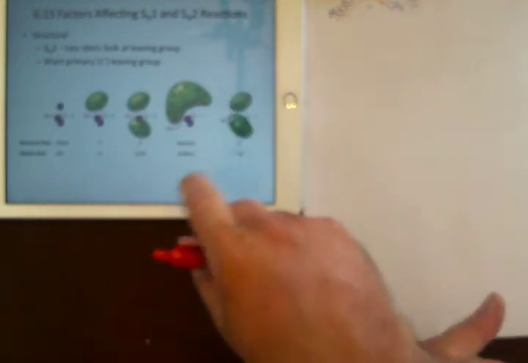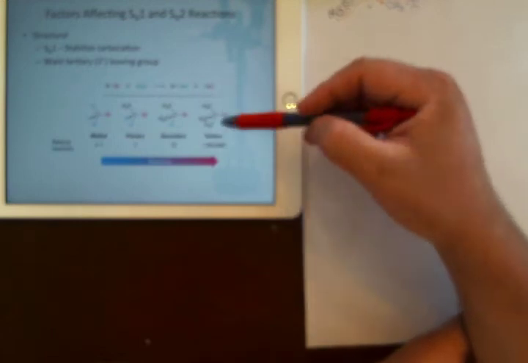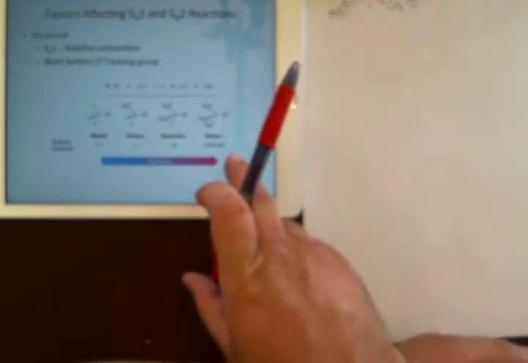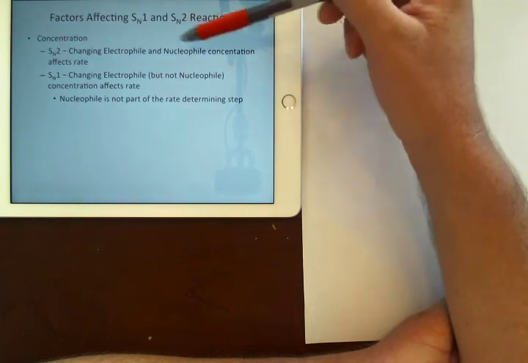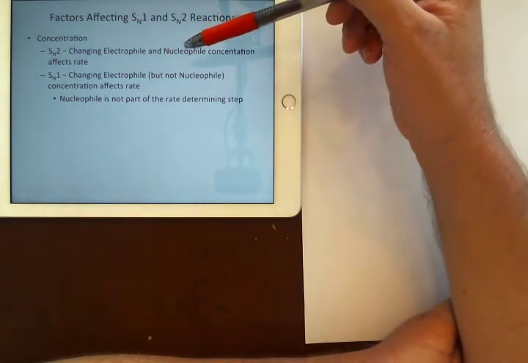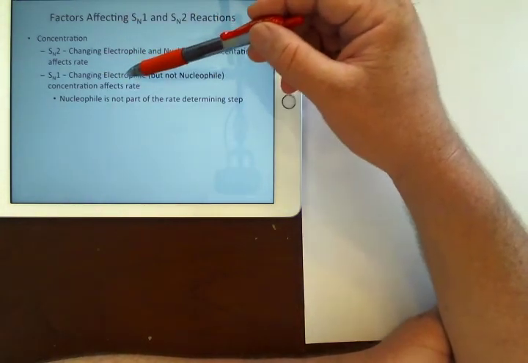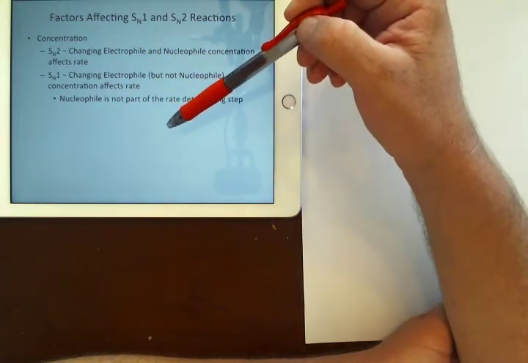out of the way. But for SN1, it's all about carbocation stability here. So for this one, you're going to have a tertiary carbocation, and that works great. Methyl and primary carbocations are going to be incredibly unstable, so it's just not going to break apart very often. So the reaction is going to be really slow. So for an SN2, changing the electrophile and the nucleophile, both of those are going to affect the rate. But for SN1, changing the electrophile is the only thing that's going to affect the rate.